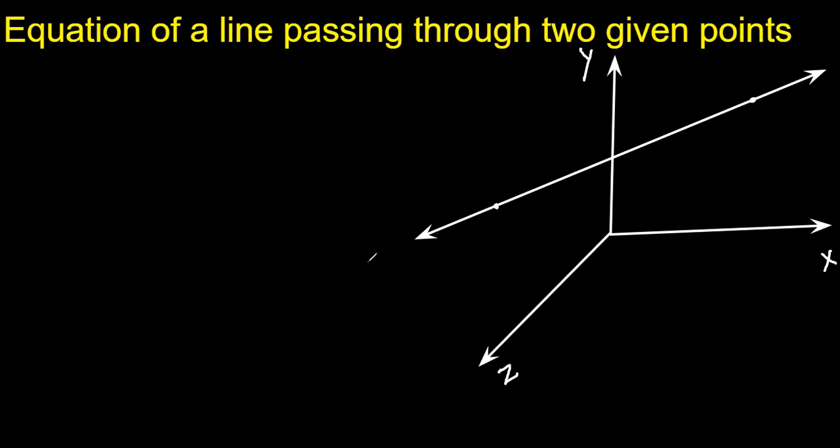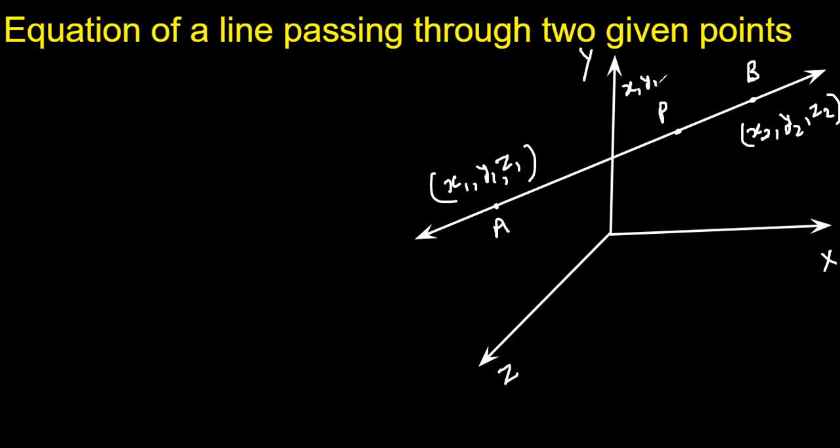Now, as this line extends infinitely in both directions, anywhere on this line we can take a third point, say P. This point is P. And let's name this point as A, and its coordinates are x1, y1, and z1, the coordinates of the first point. And the coordinates of the second point, that is B, let's write as x2, y2, and z2. And the general point is written x, y, z, any point x, y, z.